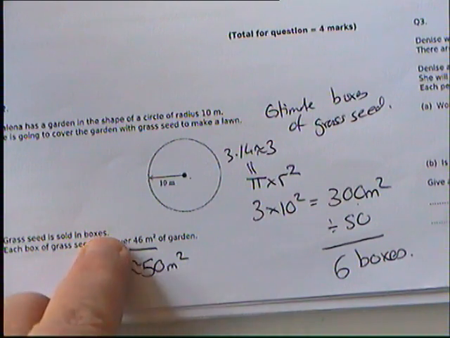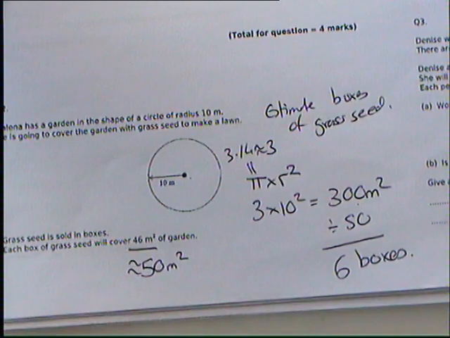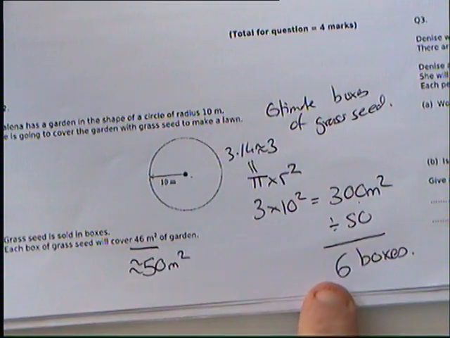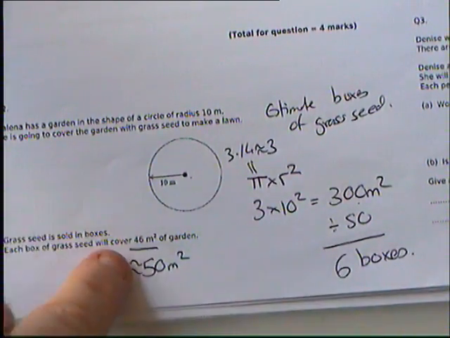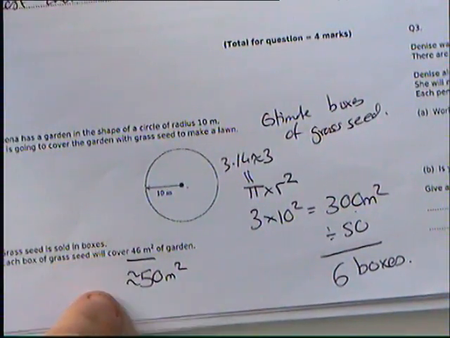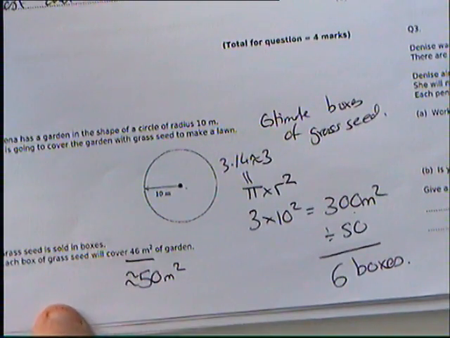Okay, so as I can cover more grass than it actually can, I'm actually going to need to have slightly more boxes. So I would consider this to be an underestimate, and the reason is because I've had to say that each box would cover more grass than it would. I've rounded up the amount of grass per box.